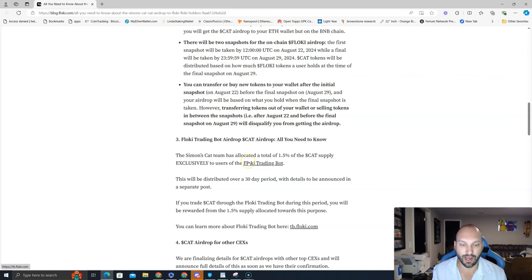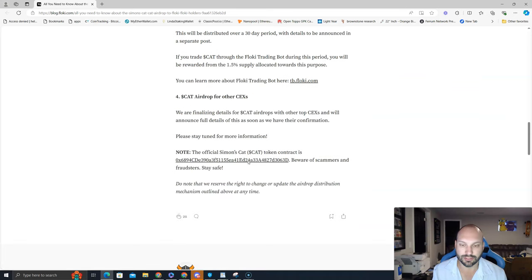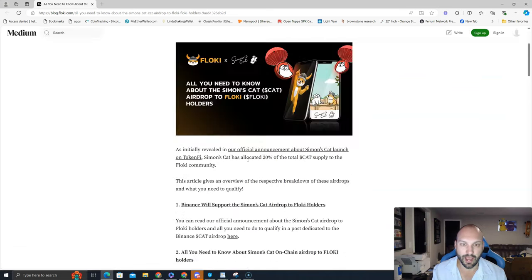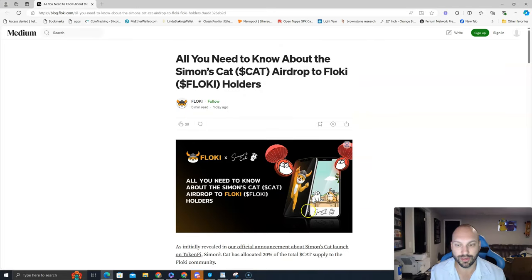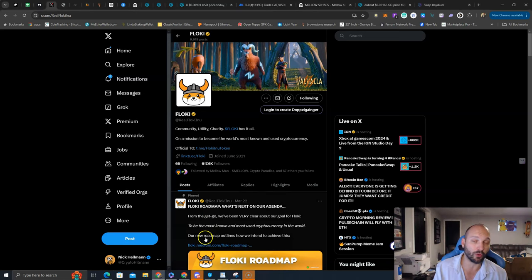SimonsCat is a big household name for the Web 2 sector. It is a funny cat, but let me tell you what, they're coming to Web 3 and they are launching SimonsCat cat meme token, and you will want a piece of it. The easiest way to do so, in my estimation, is simply by holding FLOKI.